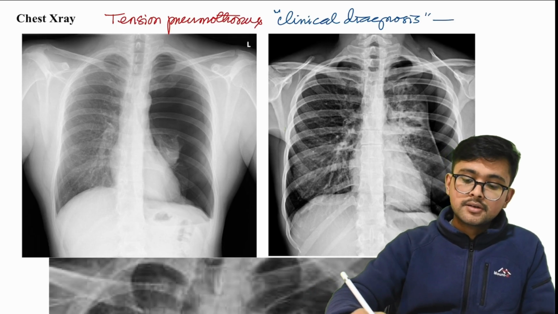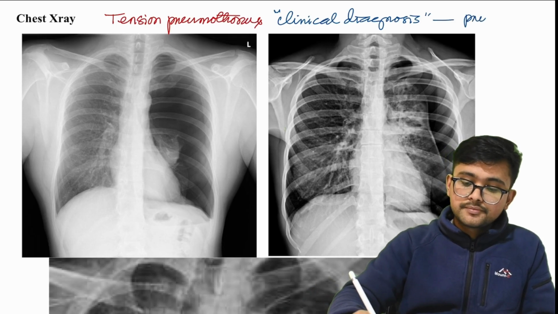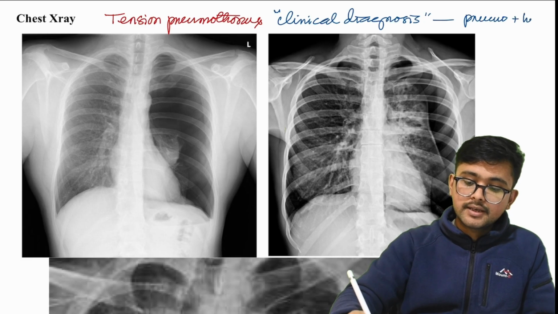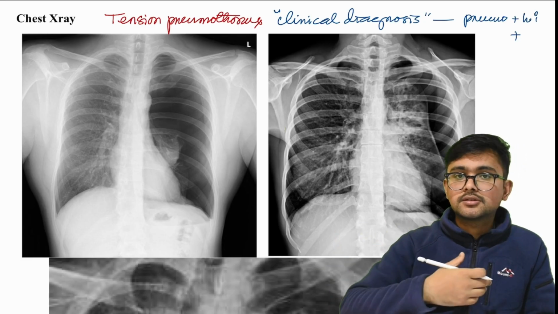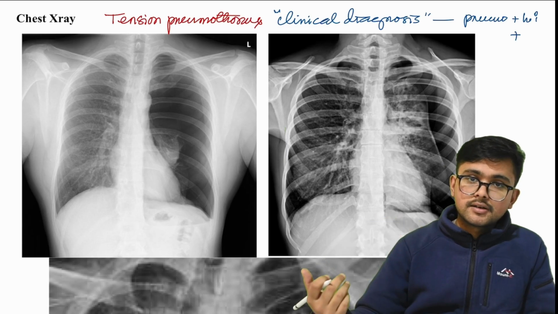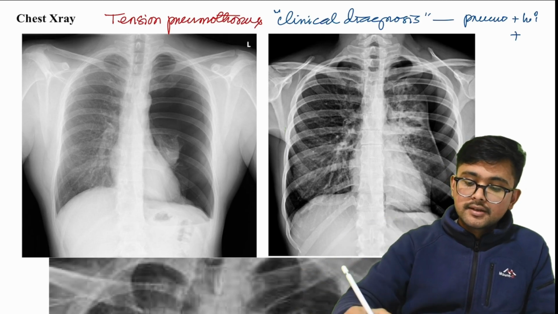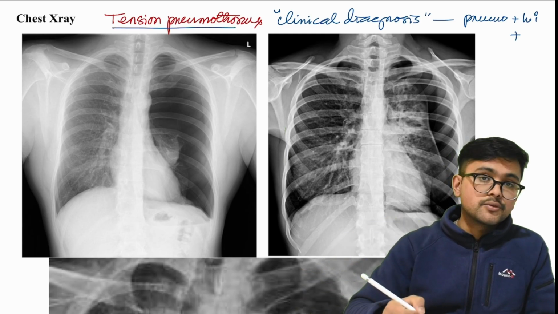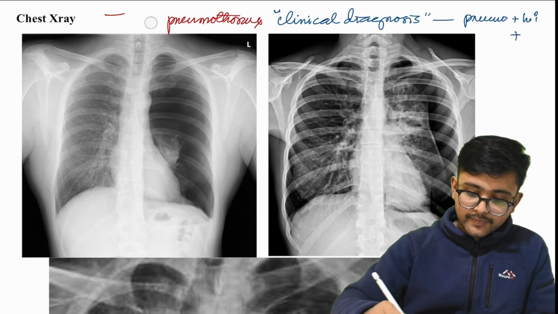So just a reminder, if you have signs of pneumothorax plus hemodynamic instability plus tracheal deviation, hyperresonance, absent breath sounds, all of these things, then you have to diagnose the patient with tension pneumothorax, right?